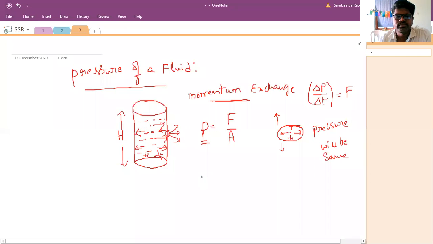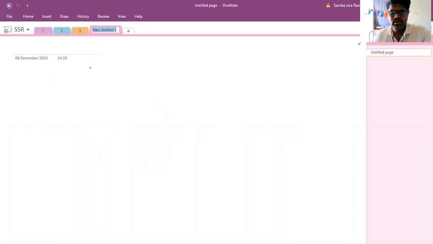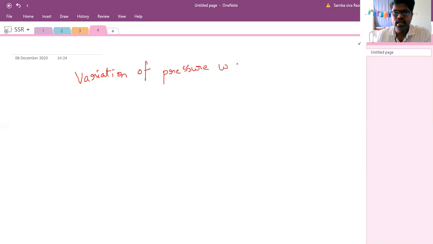For the container? Yes, sir. Right. Then we can see the variation of the pressure with respect to height. With the height changing, what happens? So the next topic is the variation of the pressure with the height. You can say height or depth. Let us say depth. Variation of pressure with the depth, let us say some h.